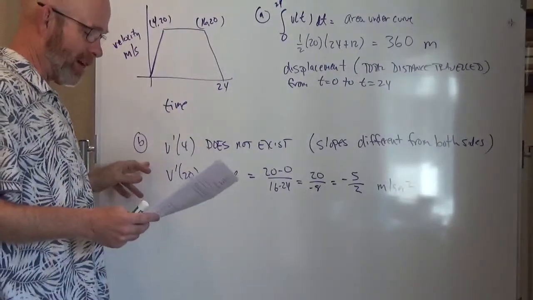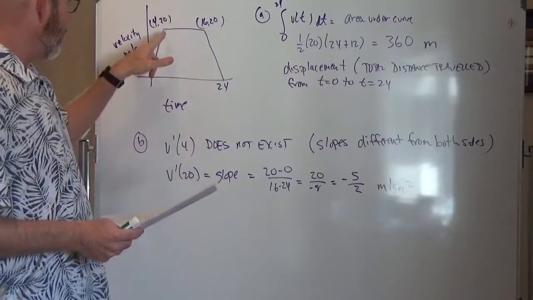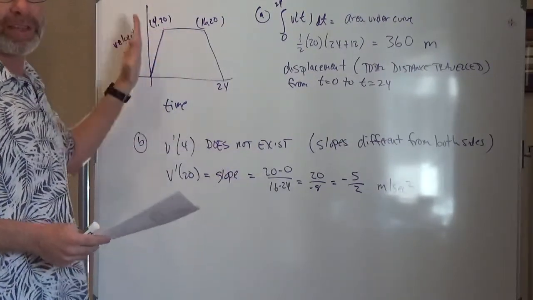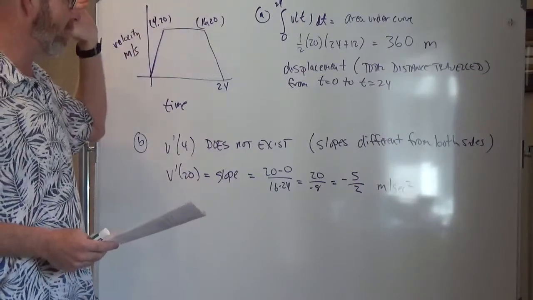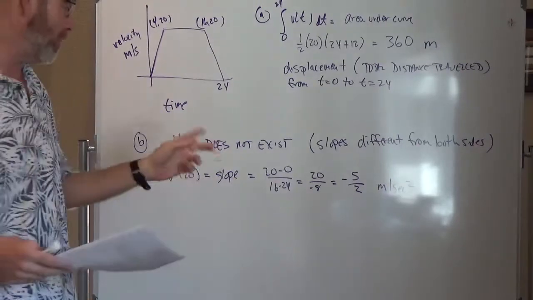Second question was to find the derivative at 4 and the derivative at 20, or tell they don't exist. Derivative at 4 is right there. It does not exist because the slopes are different. Left-hand side slope is different than the right-hand side slope. 1 point for that one, I think. Yeah, 1 point for each one of these.